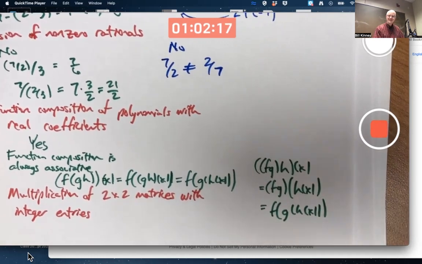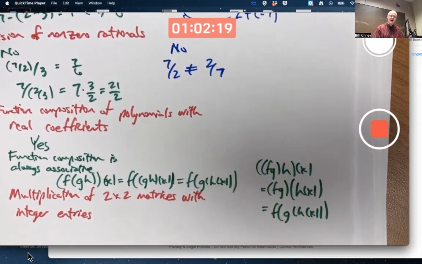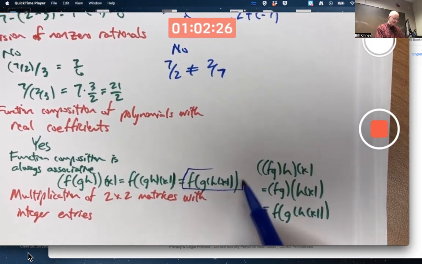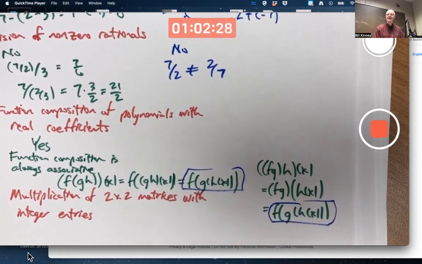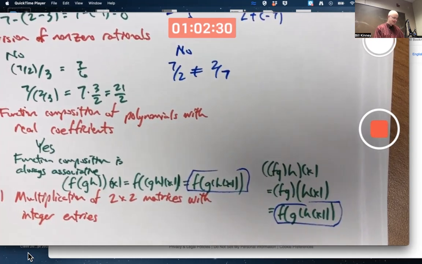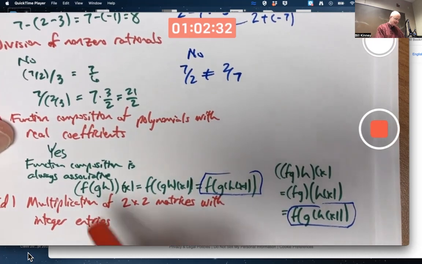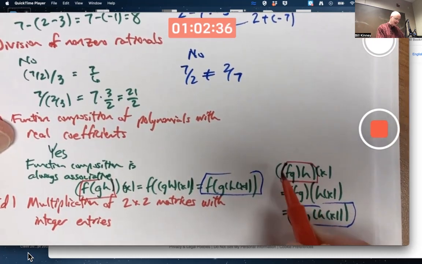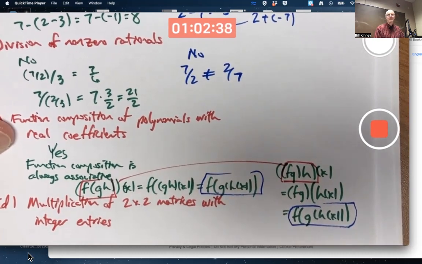Okay, yeah, lots of parentheses, lots of saying blah of blah. A bit confusing, but these are the same thing in the end. And it doesn't matter what kind of functions f, g, and h are. Meaning, in the end, these two things are the same. Function composition is always associative. Okay, that was maybe a little too hard.